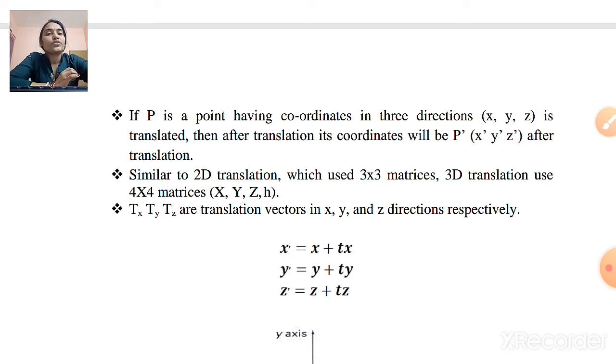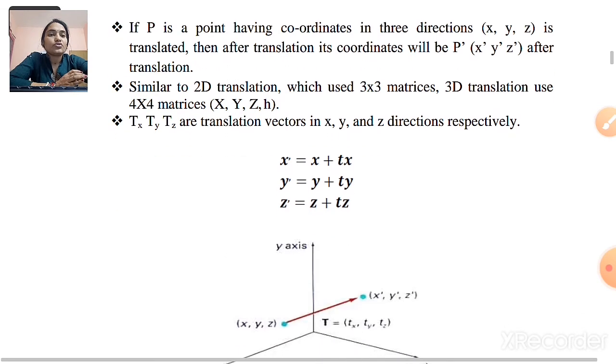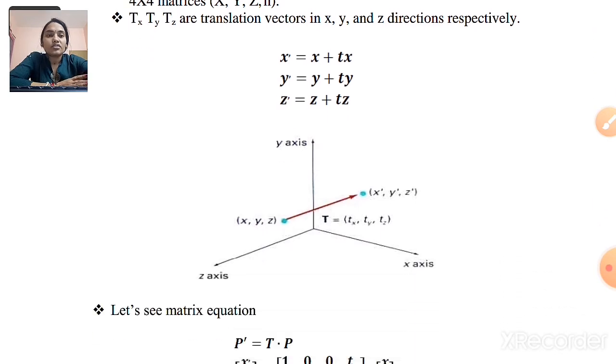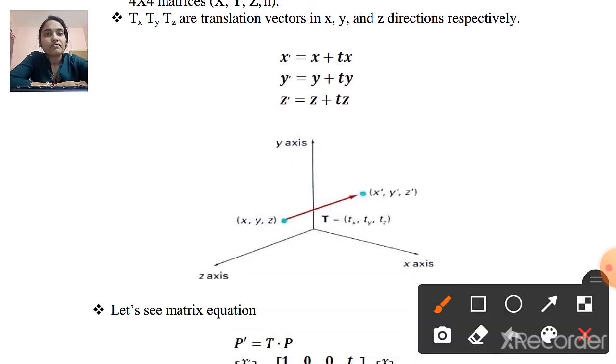Okay, so tx, ty, tz are translation vectors in x, y and z direction respectively. According to this, x dash equals x plus tx, y dash equals y plus ty, z dash equals z plus tz. In this diagram, this one is your point P, whose coordinate point is x, y, z, and this one is your P dash.